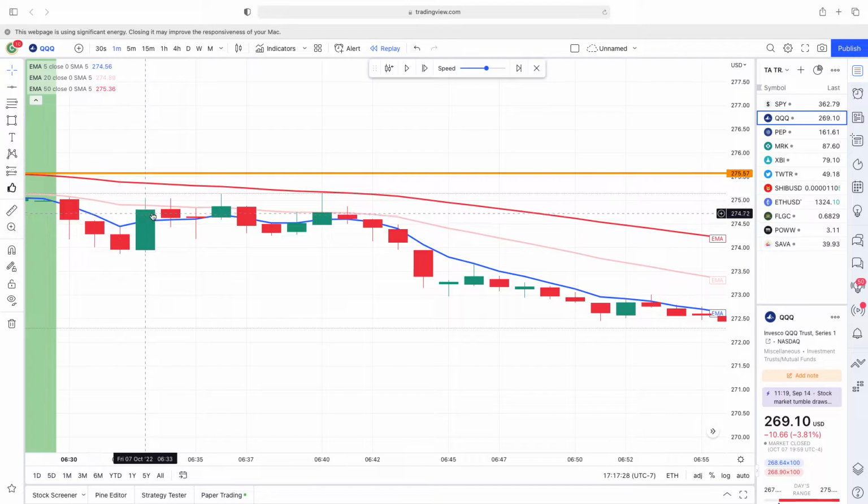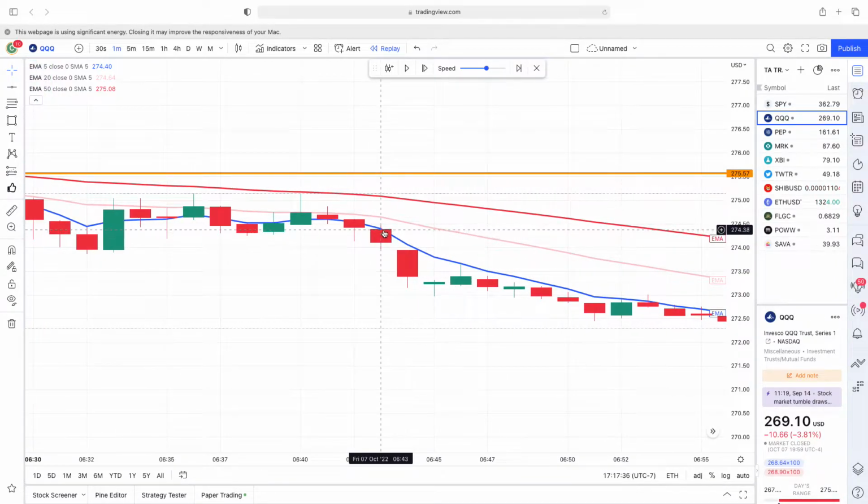Now, I don't mean wick. I don't mean this. Let's see if I could find, you see this one right here where the wick comes over but the candle's a little in? Nope, not a buy signal.